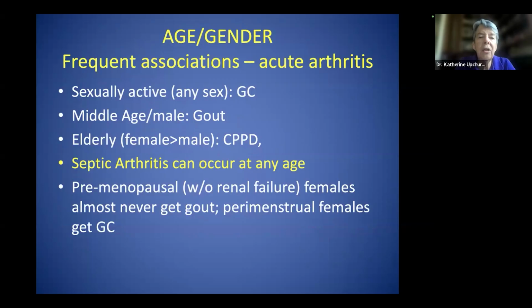The other thing is you can use age and gender as guiding you to particular predilections. So a sexually active individual of any sex is possibly more likely to have gonococcemia than not. For some reason, and I don't know why, the epidemiology may have changed, I don't think this is quite as prevalent as it was early on.